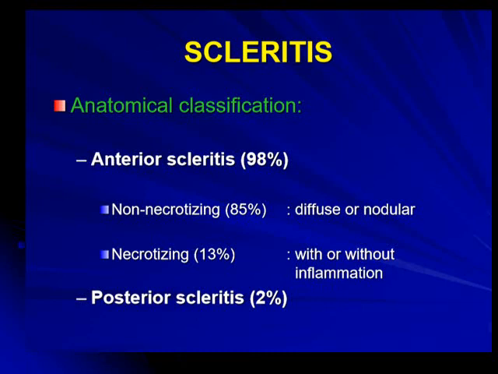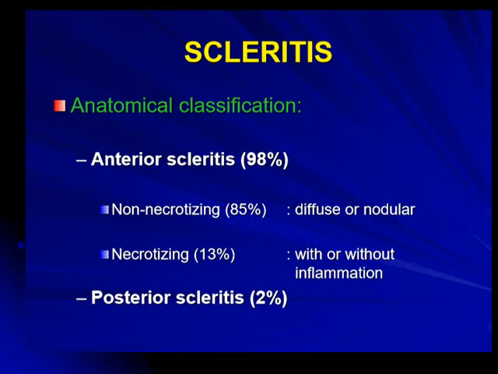Scleritis can be classified, according to the anatomy, into anterior scleritis and posterior scleritis, and the anterior one can be necrotizing or non-necrotizing. The non-necrotizing is the more common, which is diffuse and nodular, and the necrotizing, which is more serious, is less common. Always when there is a serious thing, it is less common. When there is a less serious thing, it is more common. So scleritis, because it is serious, is less common than episcleritis.